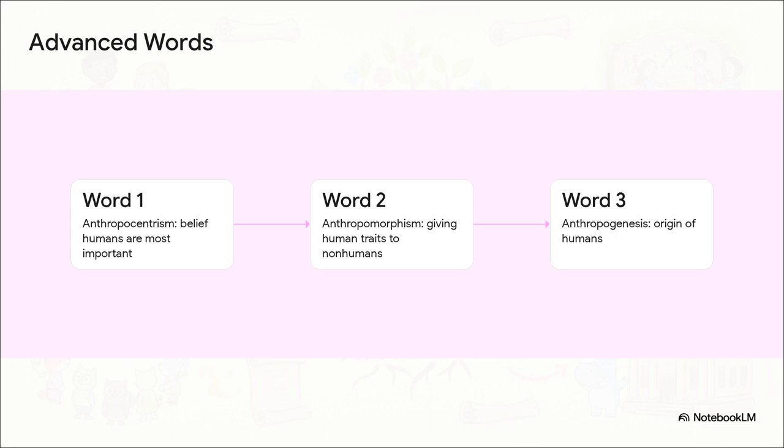Anthropocentrism? That's just human plus center, the belief that humans are the absolute most important things in the universe. Anthropomorphism is giving human traits to non-human things. Anthropogenesis, simply the origin of humans. And what about anthropopathic? That's describing non-human things with human feelings. Oh, and anthropometry is measuring the human body, while anthropophagus actually means human eating. These look tough, but you hold the key.